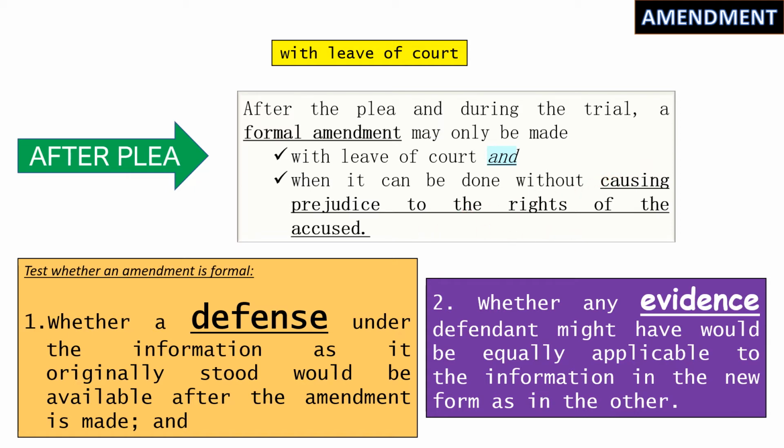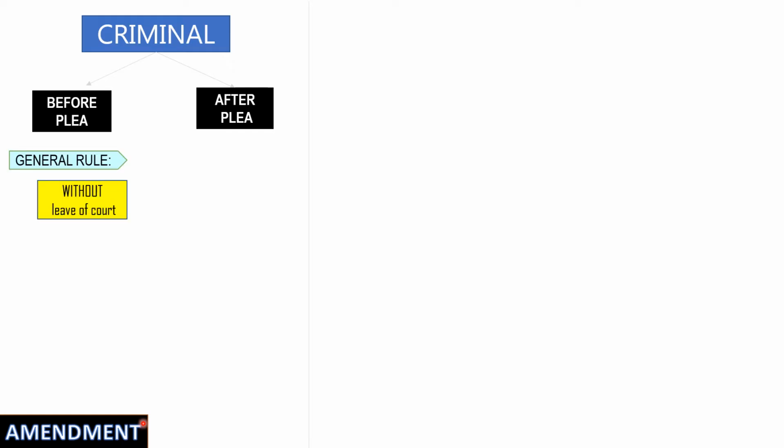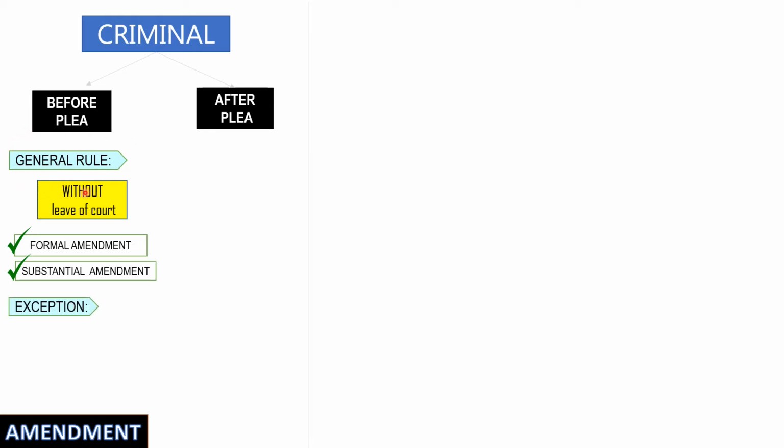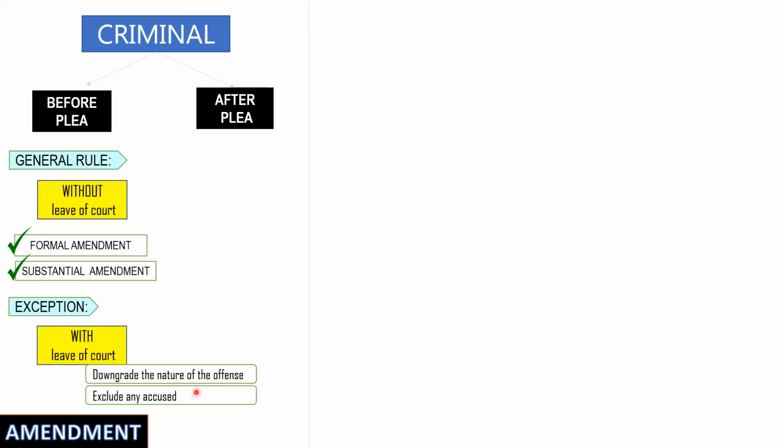So again, the rule of amendments in criminal procedure is you can do it before plea and after plea. And if you are going to do it before plea, then you do not need leave of court, both as to formal amendments and as to substantial amendments. But take note that we are talking only about the general rule. There is an exception. If what you are going to amend before plea is you are going to downgrade the nature of the offense, or if you are going to exclude any accused, then in that case, even if the amendment is made before plea, you need leave of court. So this is the exception.